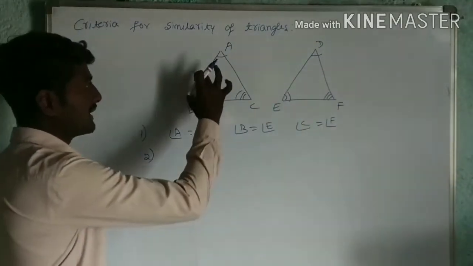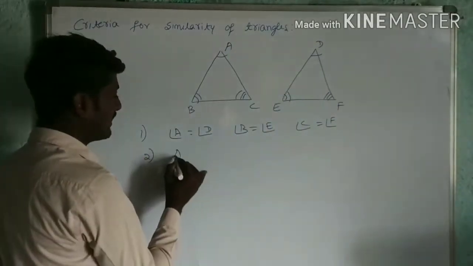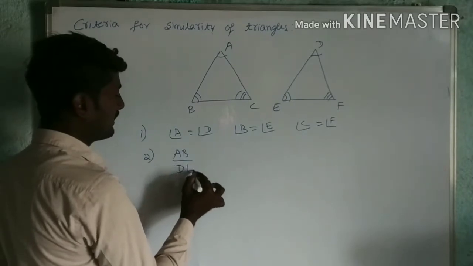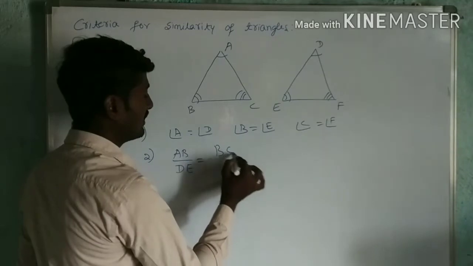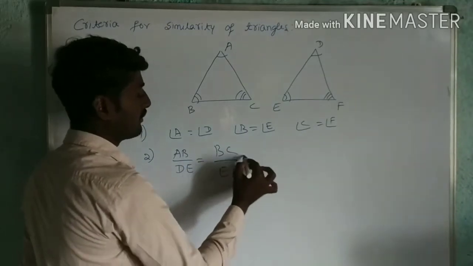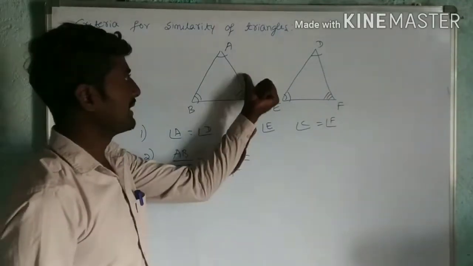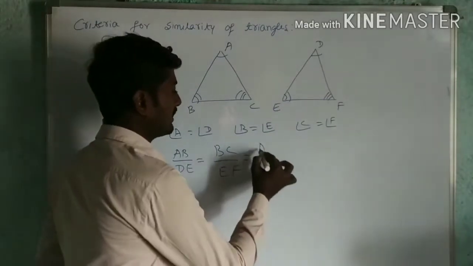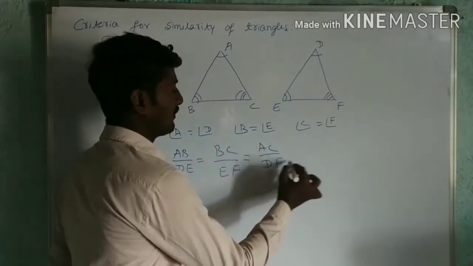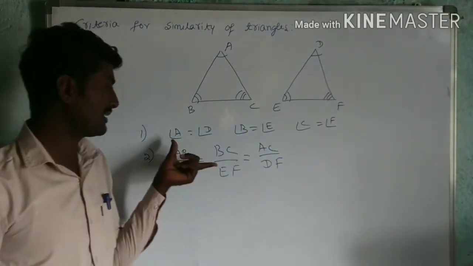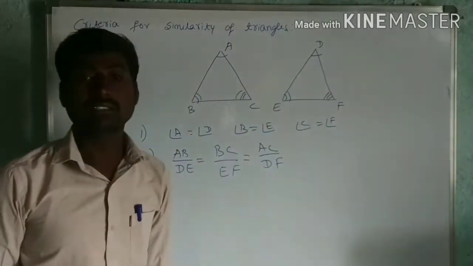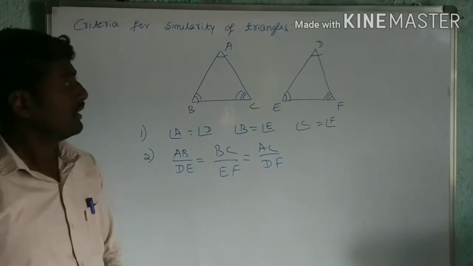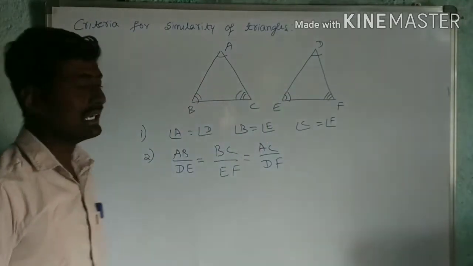It means AB divided by DE is equal to BC divided by EF. This is equal to AC divided by DF. If these two conditions hold good, then these two triangles are what? Similar triangles. Now how can we write this symbolically?